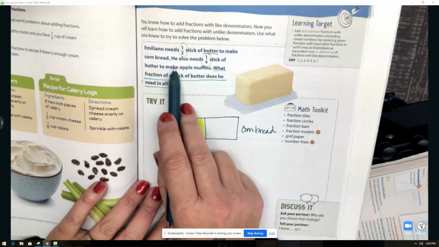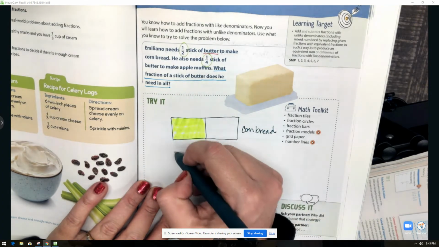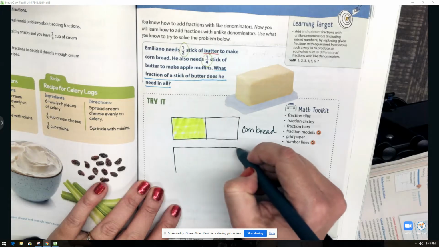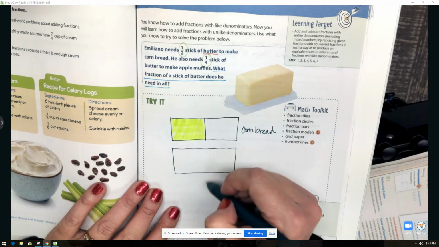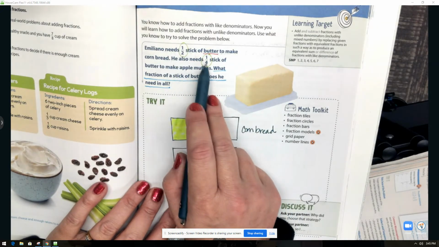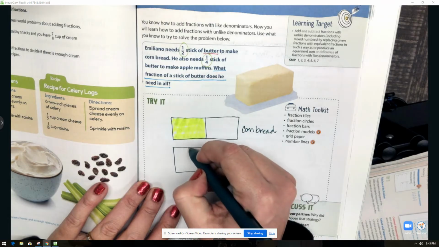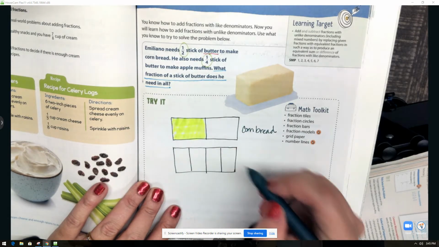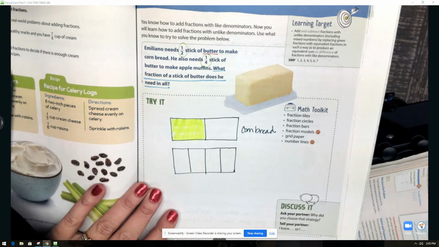Then I see that he also needs 1/4 of a stick of butter to make apple muffins. So he needs some more. But this time I can't break it in half because he needs 1/4 of a stick of butter. So I'm going to break the stick of butter up into 4 parts because he only needs 1/4 of a stick of butter.